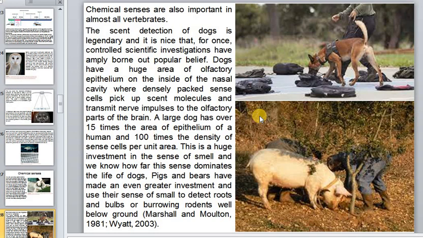This is a huge investment in the sense of smell, and we know how far the sense dominates the life of dogs. And even pigs and bears have made an even greater investment and use their sense of smell to detect roots.